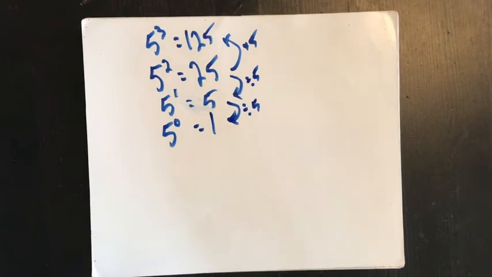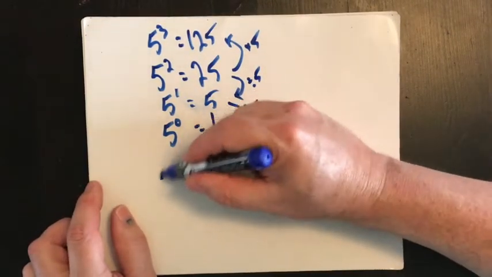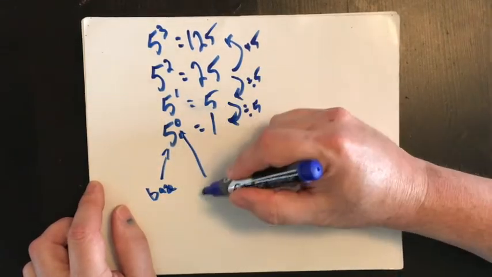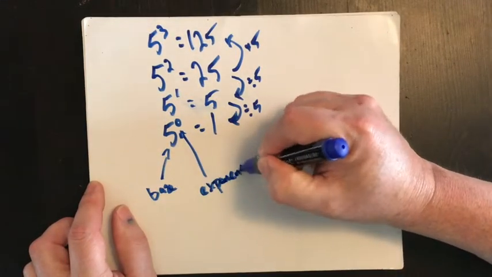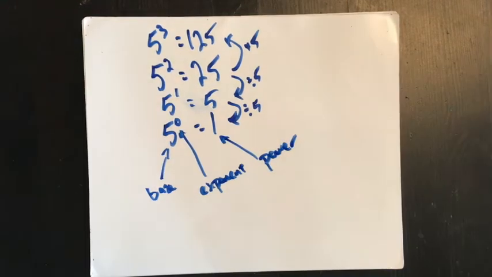Turns out that no matter what this base is, by the way, this is called a base. That's the exponent, and that is called the power. Any number raised to the 0 is going to be 1. And I know you don't like it. Sorry, it's true.